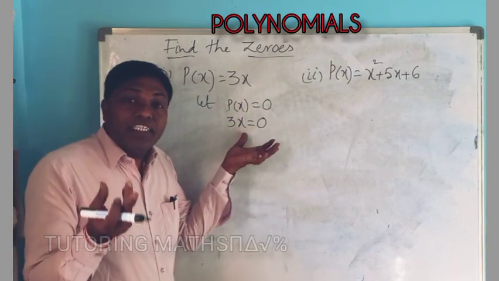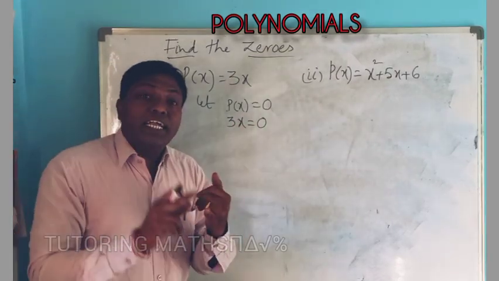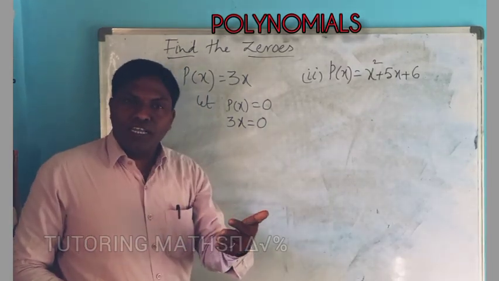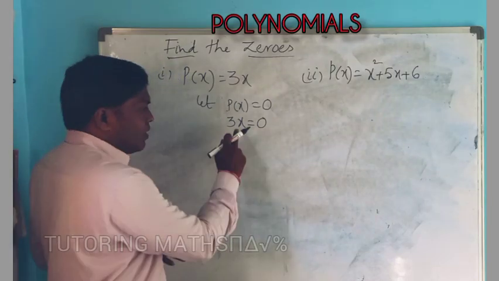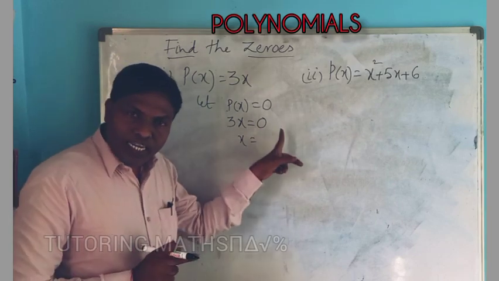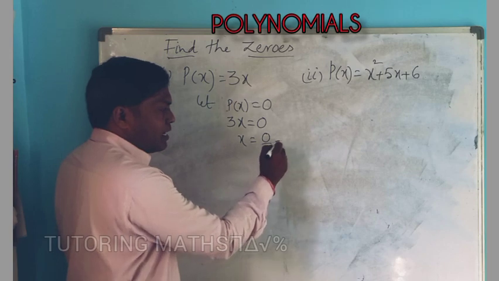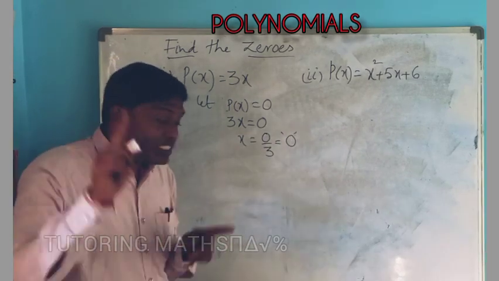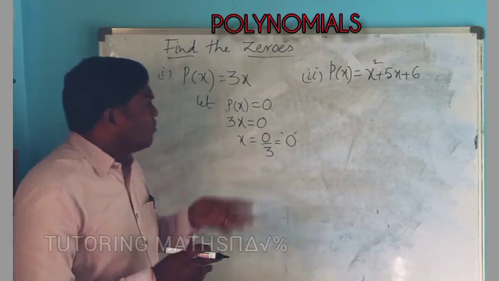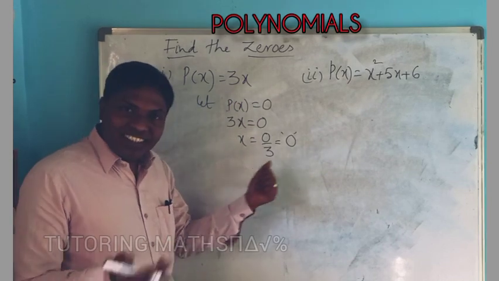Now find the x value. Very simple, my dear students. In the given polynomial, you try to find the value of x. Then that x value is called the zero of that particular polynomial. Now 3x is equal to 0, then x is equal to 0 by 3, because 3 goes to the right side and becomes the denominator, and 0 by anything is 0. What is the value of x? The value of x is 0. So what is the zero of this polynomial? The zero of this polynomial is 0. That's all.